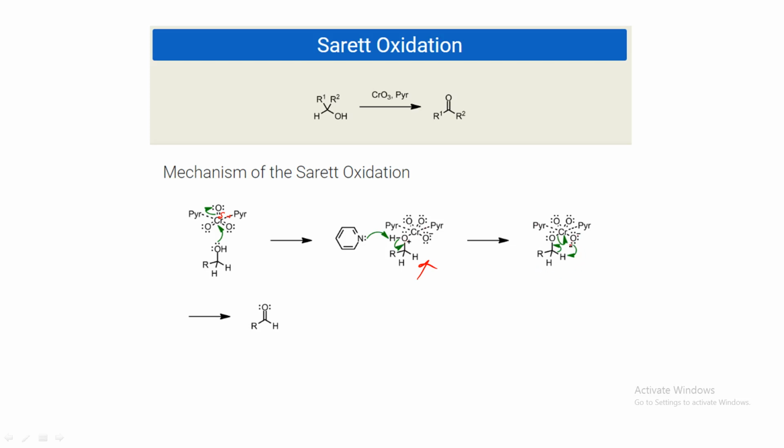Now this O minus can easily abstract this proton, followed by carbon oxygen bond formation and oxygen chromium bond breaking. So this is a classic mechanism for any kind of oxidation reaction. One CH bond would be broken, and a carbon oxygen bond would be formed, and the oxygen chromium or oxygen sulfur bond, whichever species we are using for oxidation, that would be broken. So this is a generalized mechanism. For this oxidation, it is no exception. So this is the Sarett oxidation.